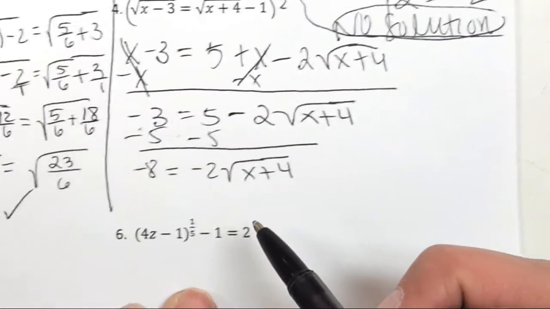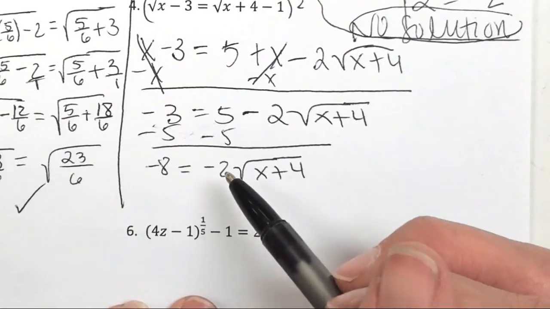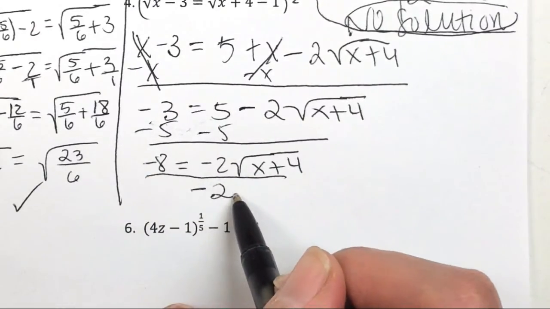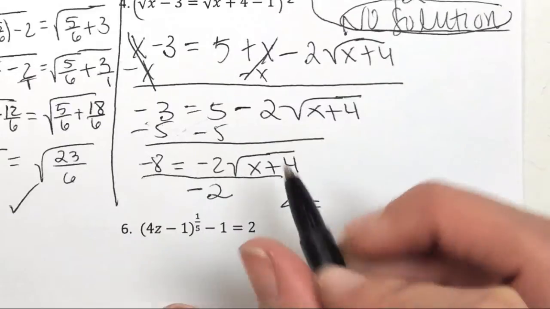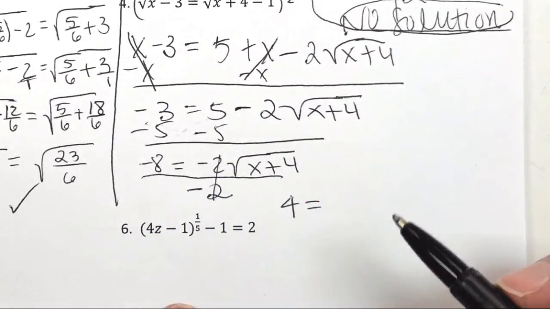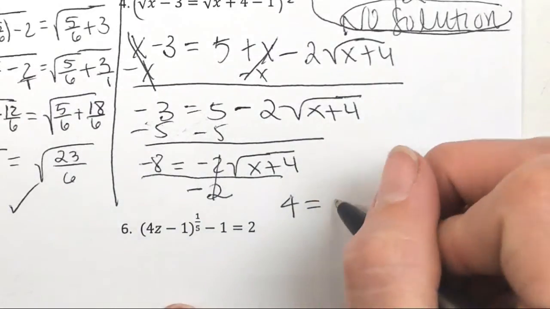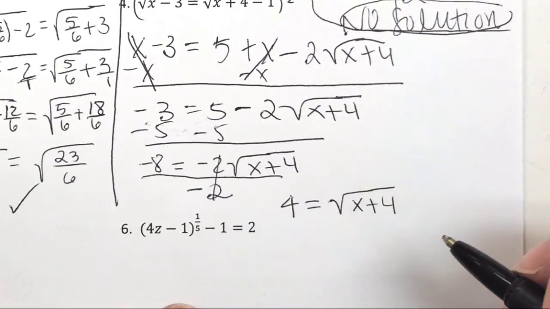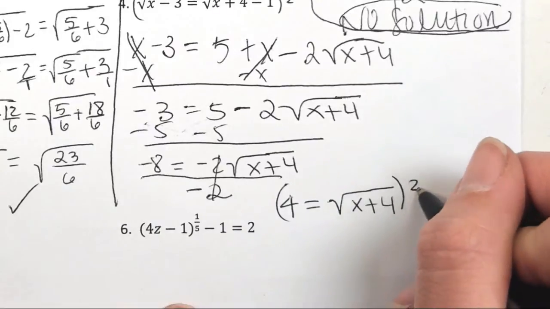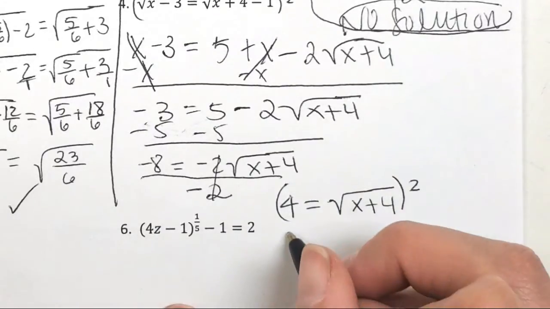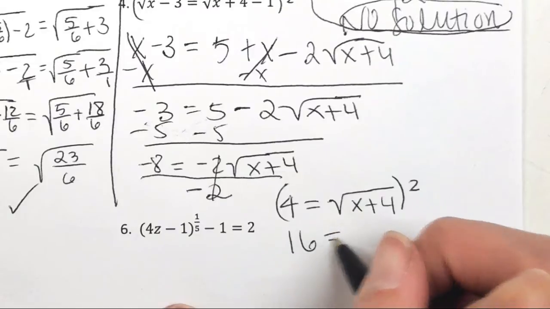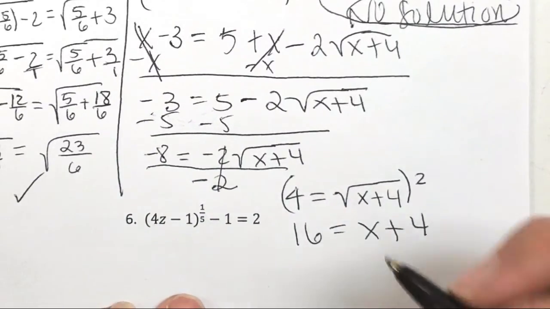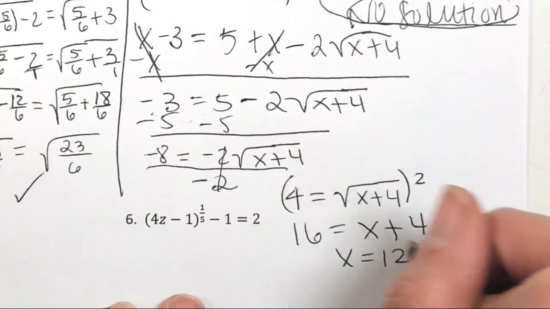Trying to get x by itself, so from here I'd have to get rid of that negative 2 first. So let's divide everything by negative 2. And we'll get 4 equals, these 2's would cross out because negative 2 divided by negative 2 is 1. So equals square root of x plus 4. Got to get rid of that square root, so I square both sides. I get 16, because 4 squared is 16, equals x plus 4. And then finally I subtract 4 from both sides. I'll get x equals 12.